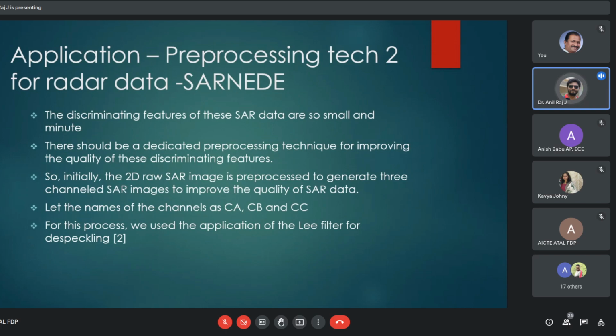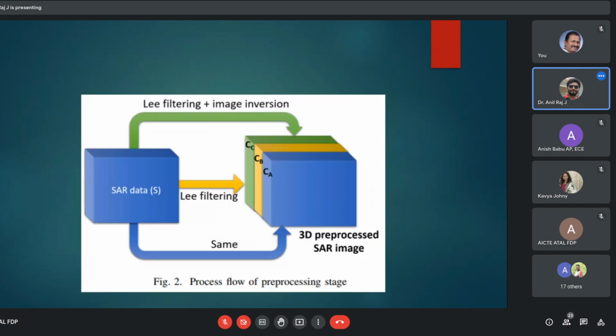Those features might get lost, because if you are using blurring techniques or adaptive blurring-like techniques, that might destroy the features of the objects. So we can't directly use these types of classical filtering techniques in the case of radar data or signal type of applications. But here we are making use of the Lee filter. So let's see how this is used.